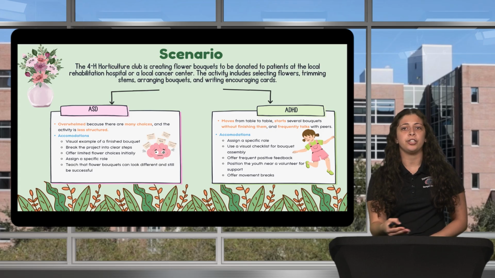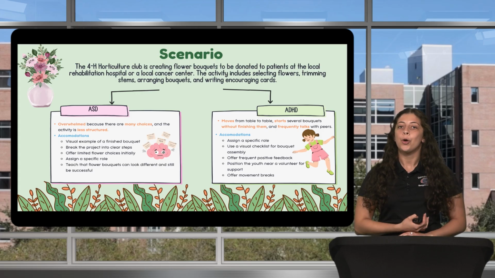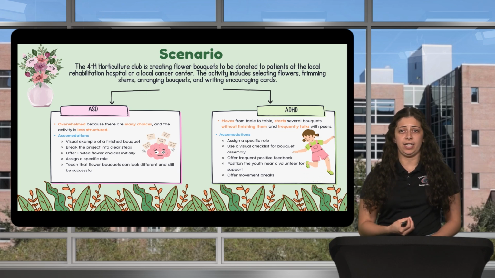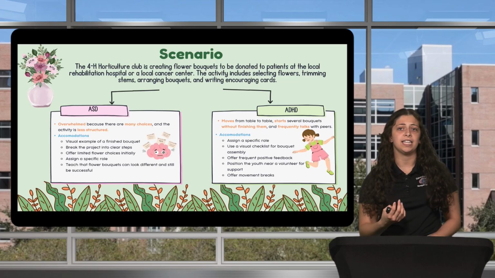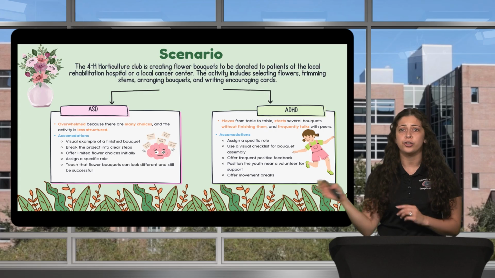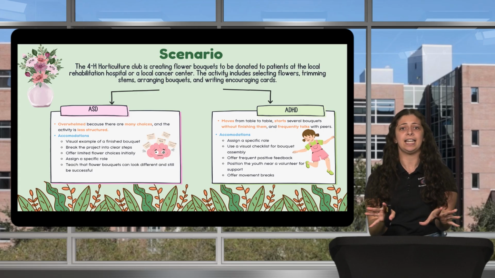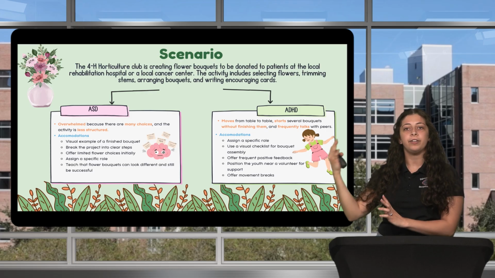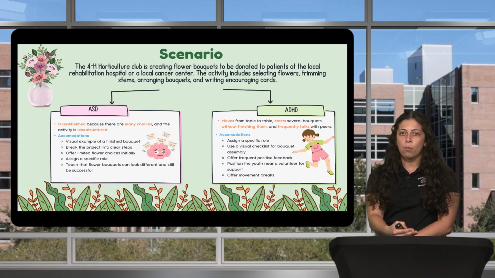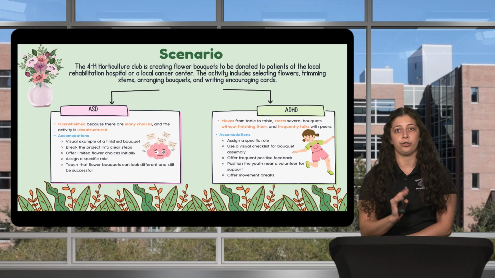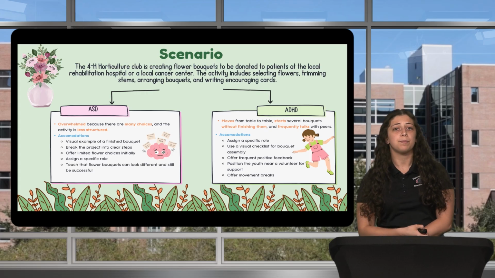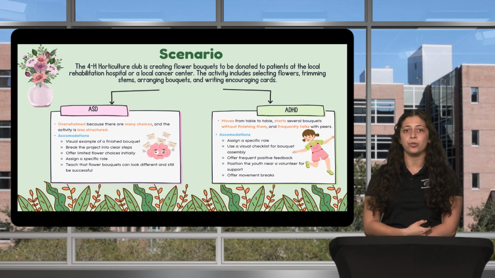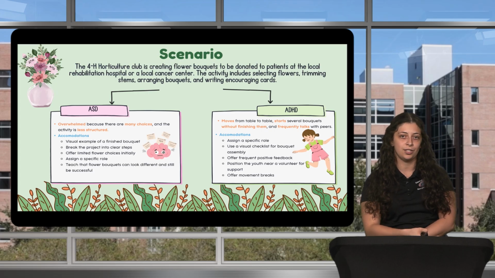Now, let's look at how different youth might experience the same activity. One youth may become overwhelmed by the number of flower choices and the open-ended nature of the activity. They may repeatedly ask if their bouquet is correct, or become upset if another youth rearranges the flowers they carefully selected. In this situation, volunteers could provide a visual example of a finished bouquet, break the project into smaller steps, offer fewer flower choices initially, or assign a specific role, such as flower selection specialist. It can also be helpful to remind youth that bouquets can look different and still be successful.